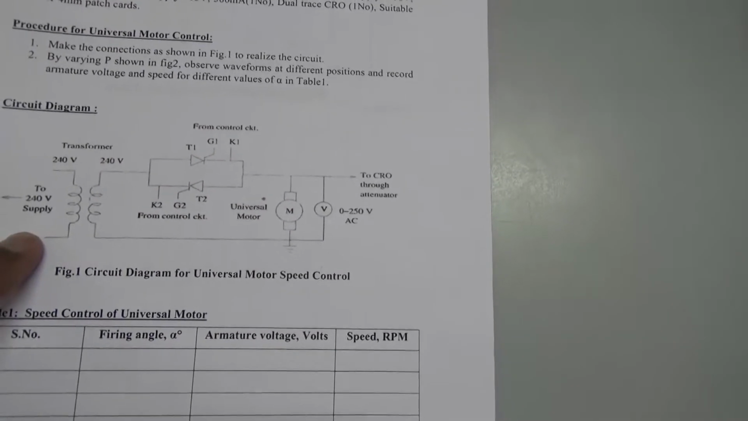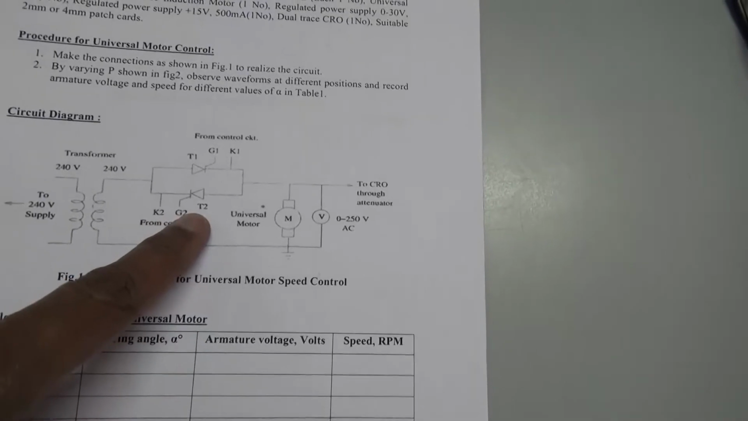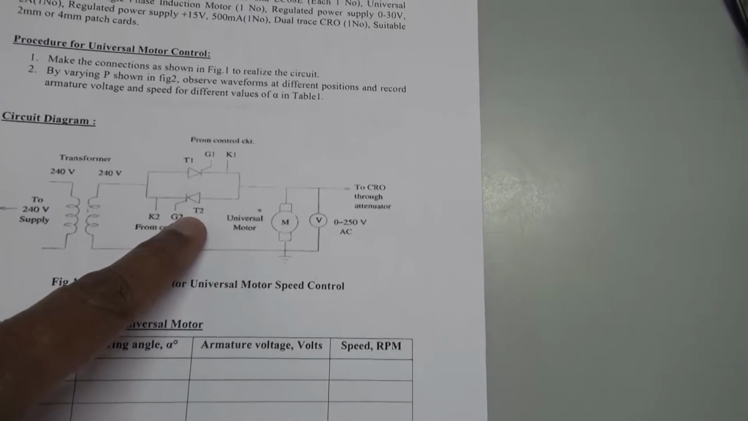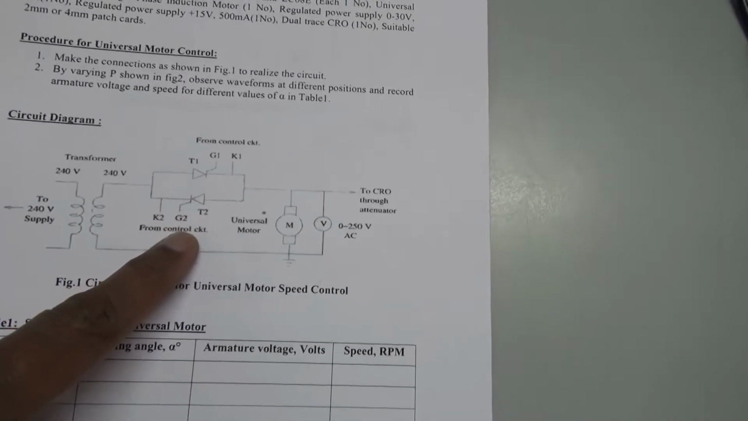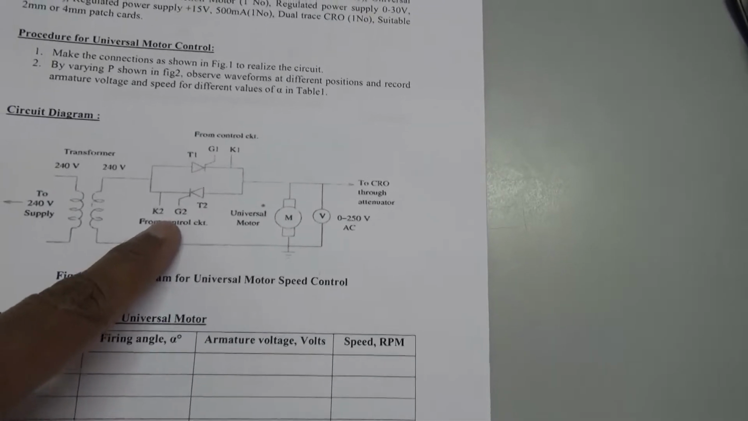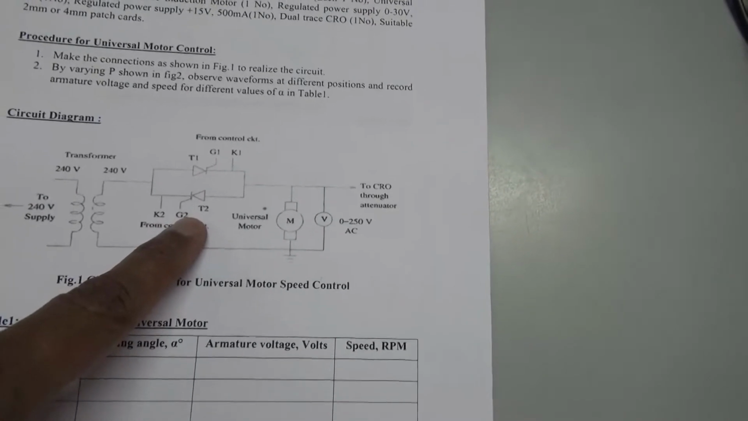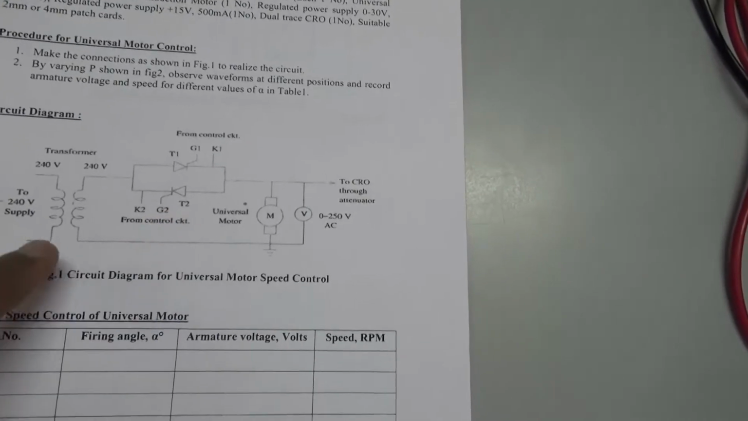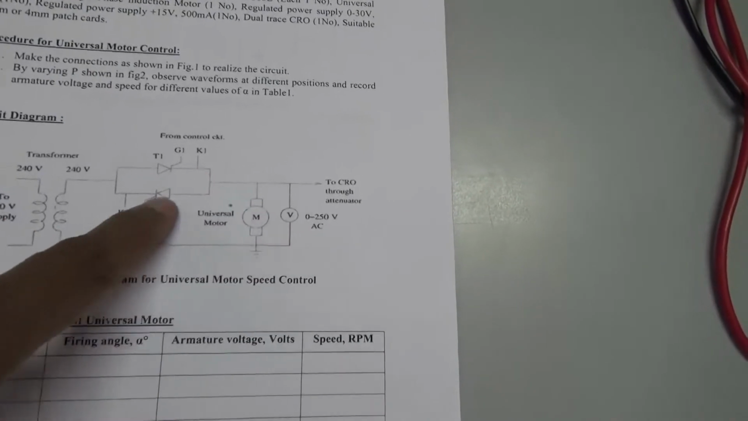During the negative half cycle, SCR2 will be in the forward blocking mode, or forward biased mode. The moment you give the pulses to G2 K2, SCR2 moves from forward blocking mode to forward conducting mode. Current flows from the neutral through the motor back to T2.